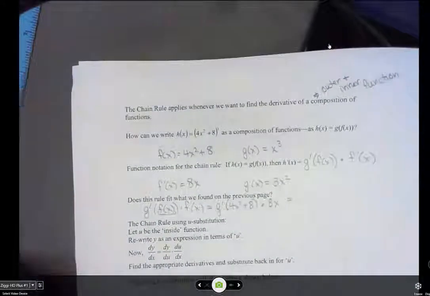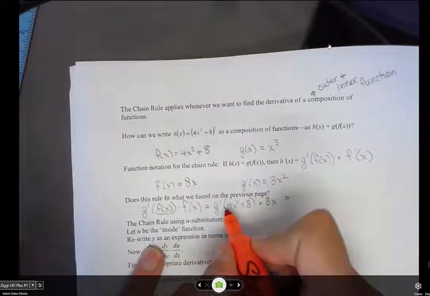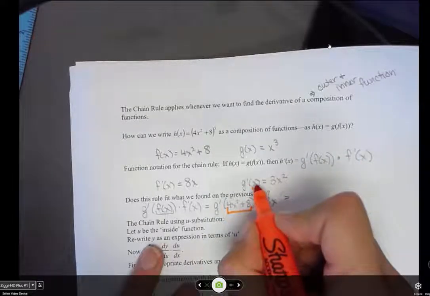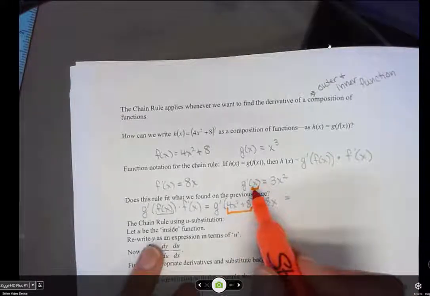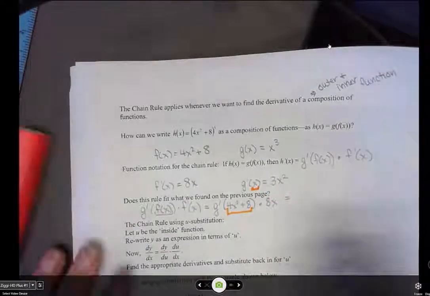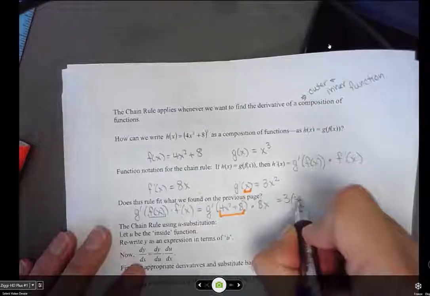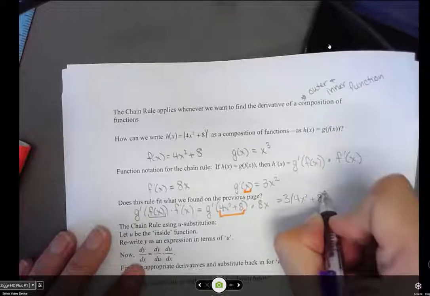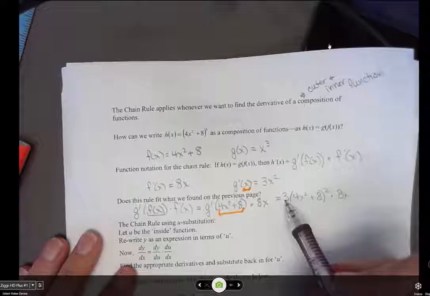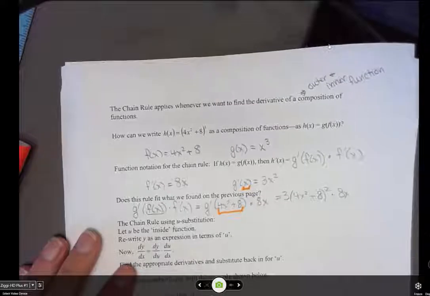Okay, so g prime of 4x squared plus 8. So this 4x squared plus 8 is the new input. So it's going where I used to have x in g prime's formula. So g prime says do 3 first, and then the input squared. Well, the input is 4x squared plus 8, squared, and then at the end we have times 8x. This is exactly what we got on the front page. The power came out in front, leave the inside alone, subtract 1, multiply by the derivative of the inside function.